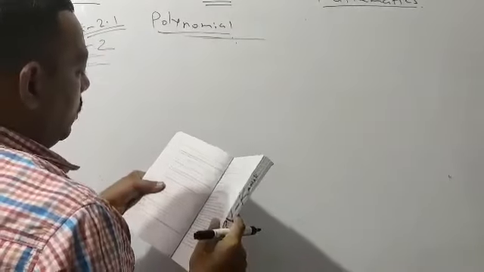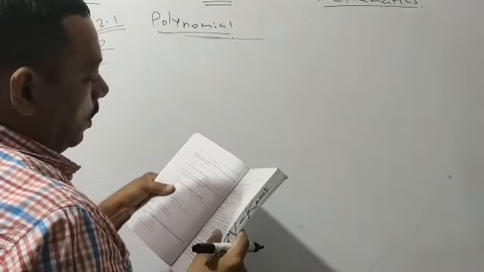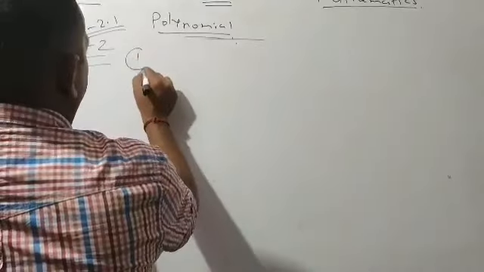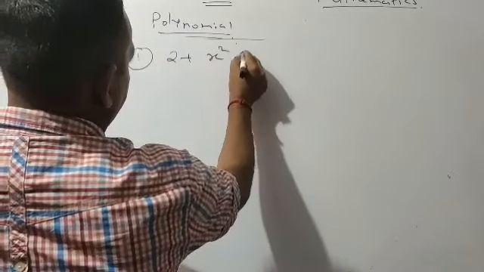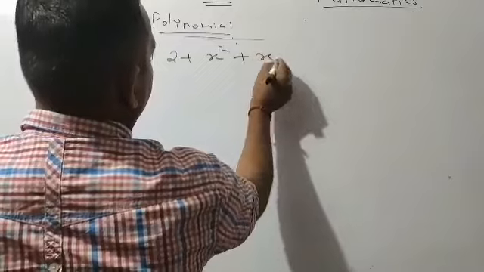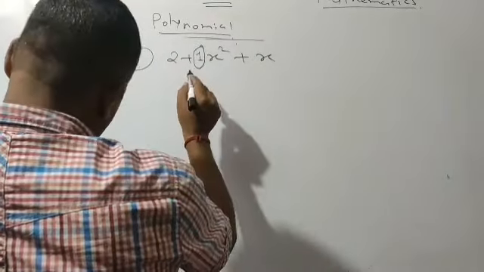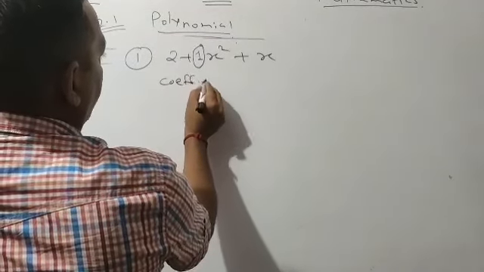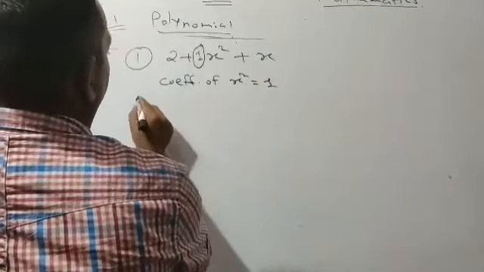See, in question number 2, the question is write the coefficient of x square in each of the following. We only have to write the coefficient of x square. So we will directly write it. Here in the first one, 2 plus x square plus x. See, there is nothing before x square, so we will consider 1 from our side and say that the coefficient of x square is 1.